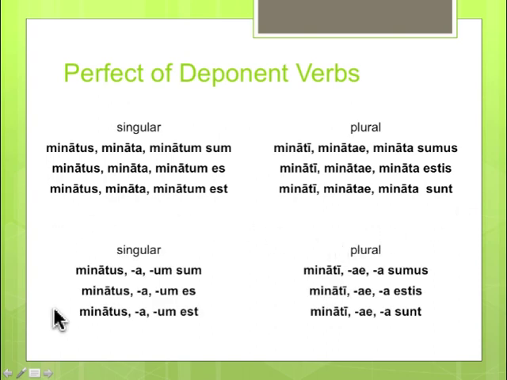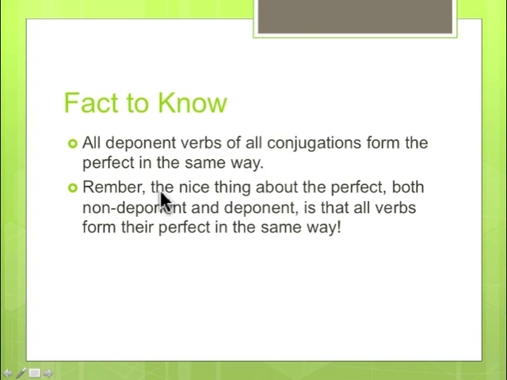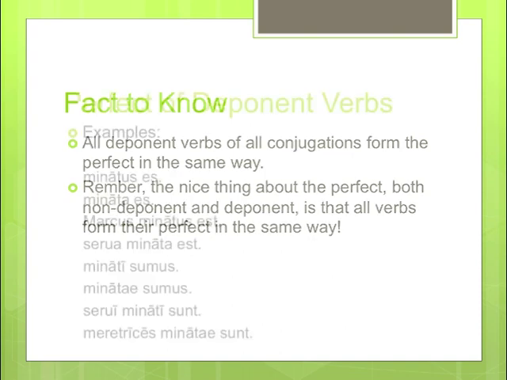Normally, we abbreviate this conjugation to make it a little easier to write, and we just write minatus, minata, minatum sum, and that, of course, implies all these forms here. I think you'll understand that. Now, all deponent verbs of all conjugations form the perfect in the same way. Remember, the nice thing about the perfect, both non-deponent and deponent, is that all verbs form their perfect in the same way. Once you're in the realm of the perfect, you no longer have to worry about the 5 different conjugations of Latin. All verbs behave exactly the same way.